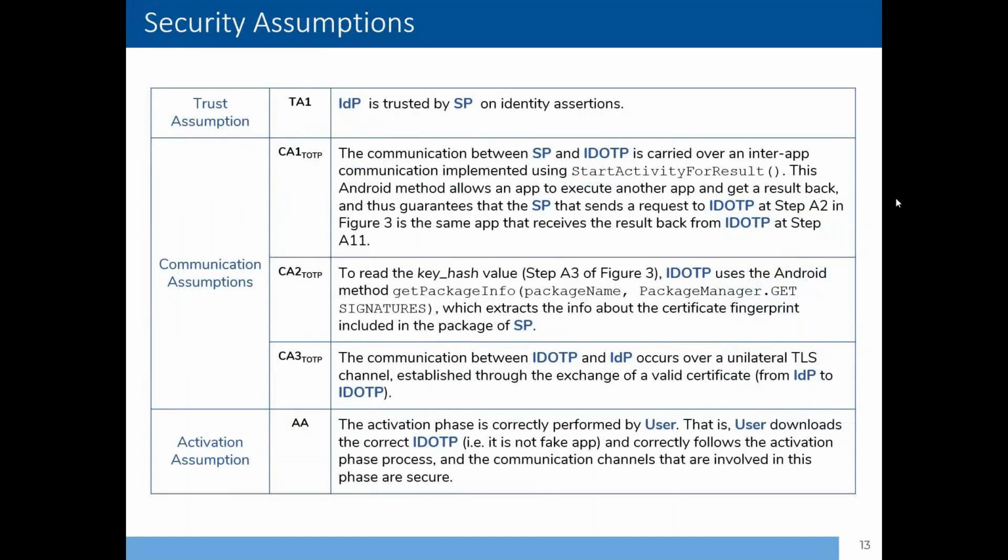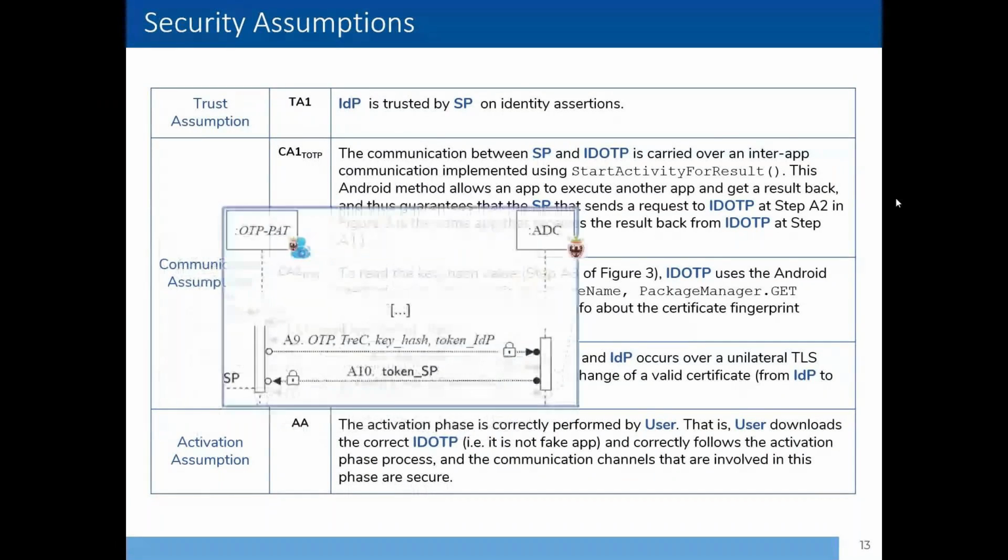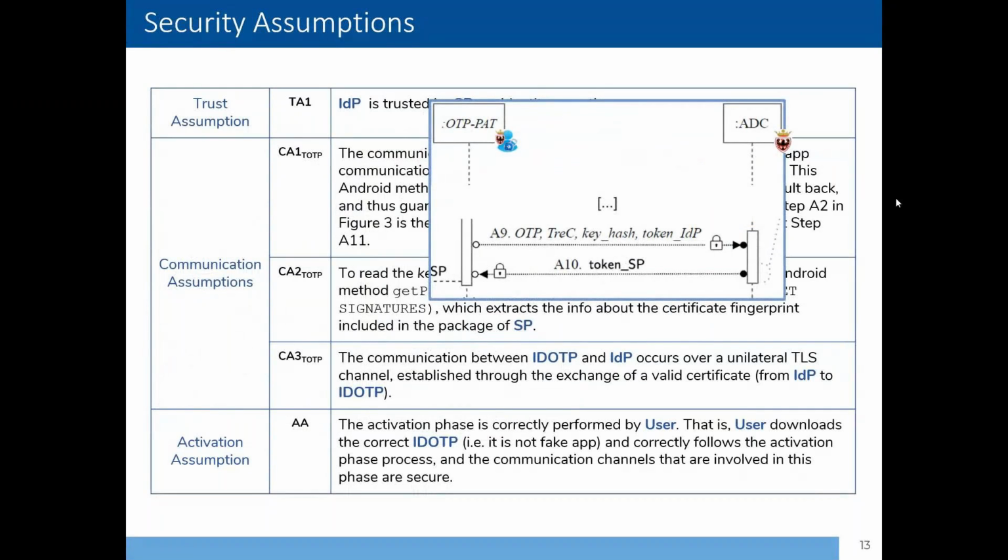Together with the description of the Message Sequence Chart, we have also identified a list of security assumptions that the solution must satisfy to avoid a violation of the basic authentication property. For example, we assume that the identity provider will release only valid identity assertions, and about the channel, for example, we assume that the communication between the OTP app and the external identity provider occurs over a unilateral TLS channel.